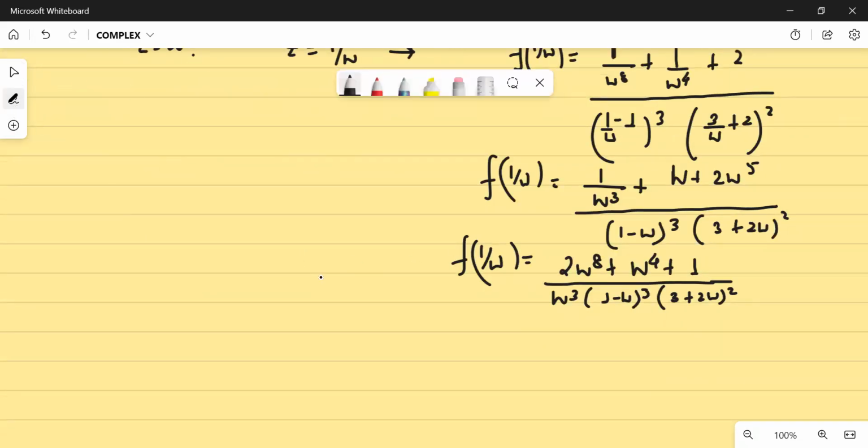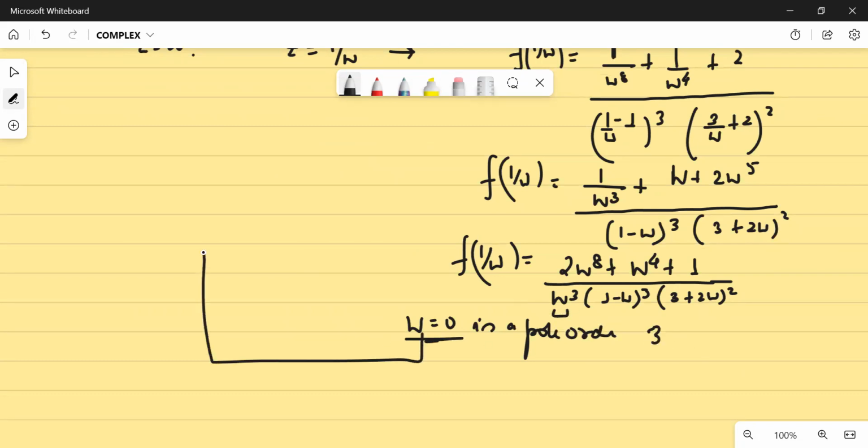So clearly you can see that w equal to 0 is a pole of order 3 from here. Since w equal to 0 is a pole of order 3, it implies that z equal to infinity is a pole of order 3. I hope it is clear.